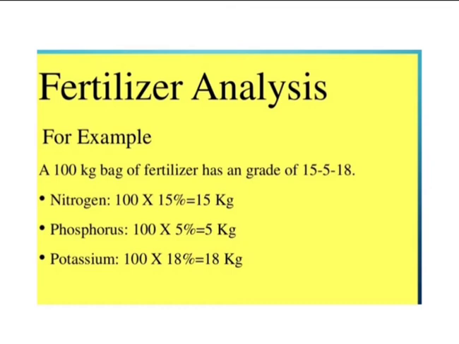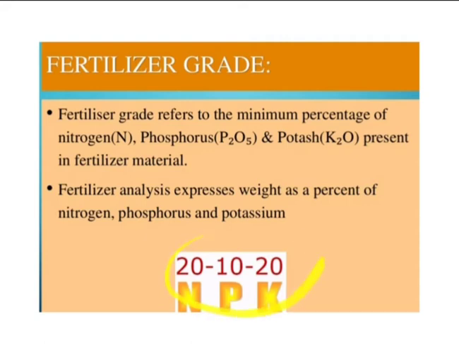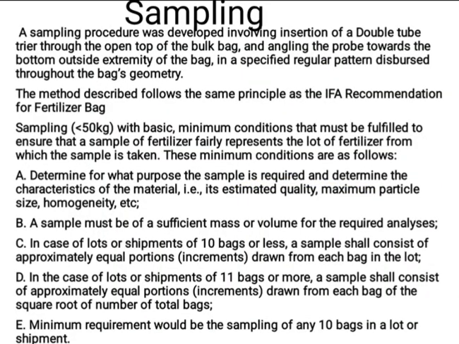If the bag is of 50 kg, you can find out the weight as 50 into 15 divided by 100. The weight which will come, that will be nitrogen, then likewise for phosphorus and the potassium. So in such a way you can write the amount of nitrogen, phosphorus and the potash present in our fertilizer. Then how can sampling be done? Sampling means we have to collect a sample of the material in the proper form.